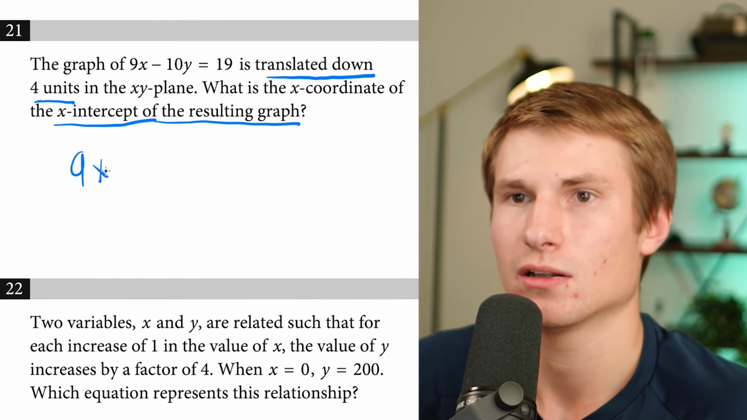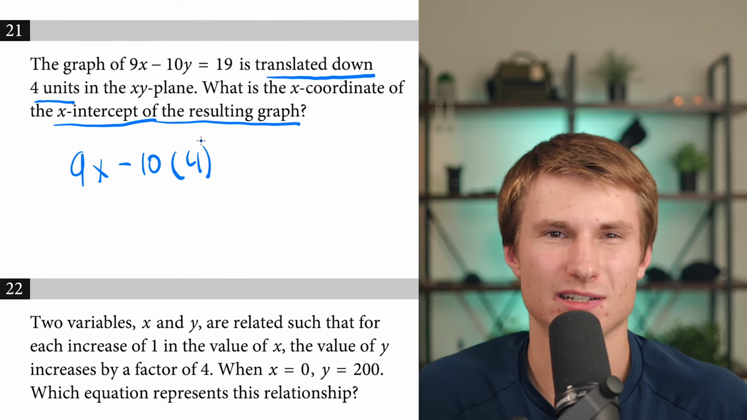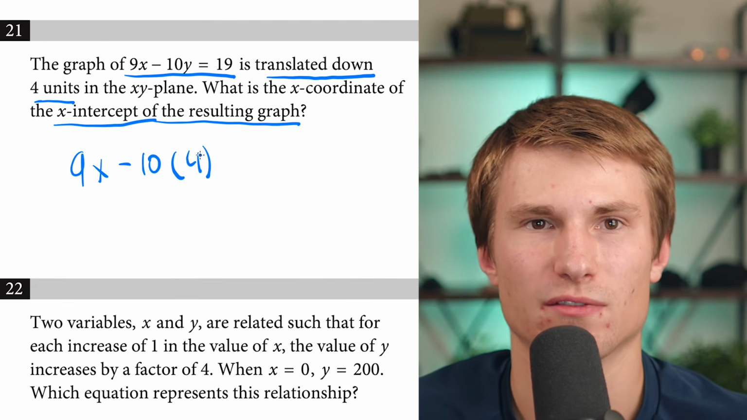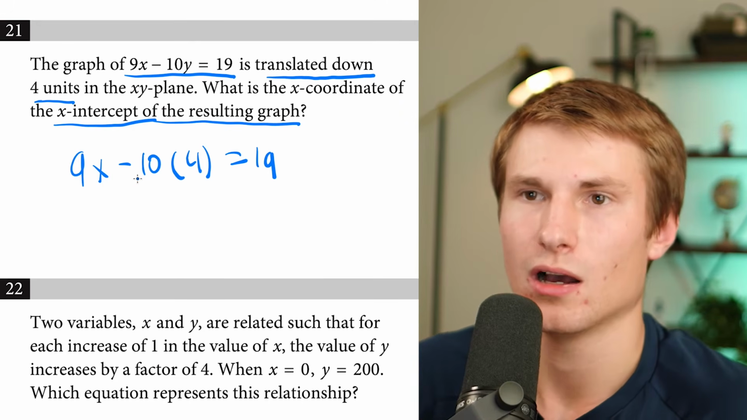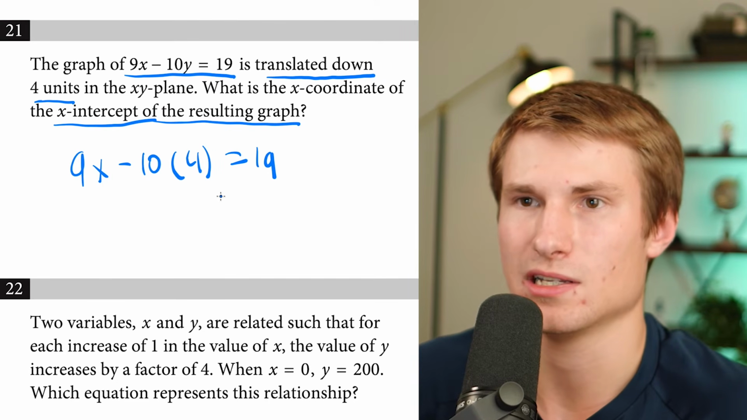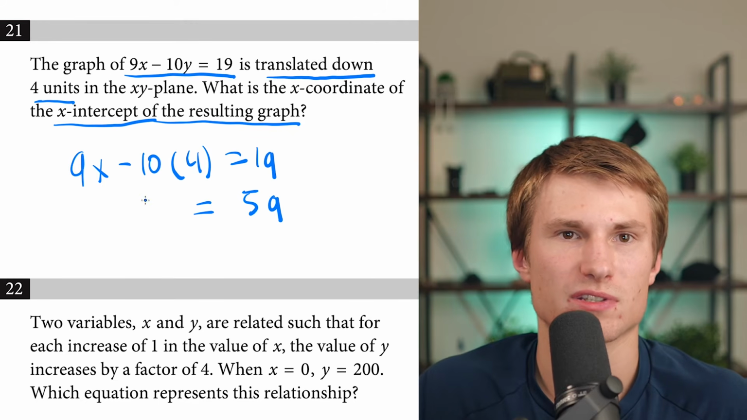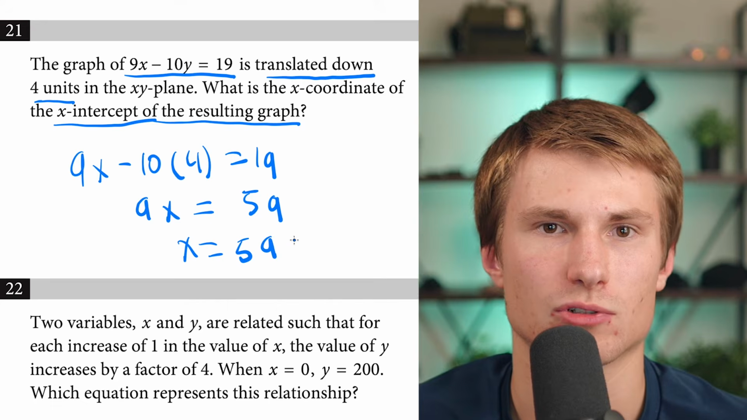So let's do that. 9x minus 10. Our y is going to be 4. Since we know we're translating it down 4 units, once we were to come up with a new equation, we can just put in 4 here. And then when we translate down 4 units, we'll still get to the same answer. So we got 9x minus 40 equals 19. I'll add 40 to both sides. That will give me 59. Once I add 40 to both sides, that can be 9x is 59. That means x is going to equal 59 over 9, which will be our answer there.